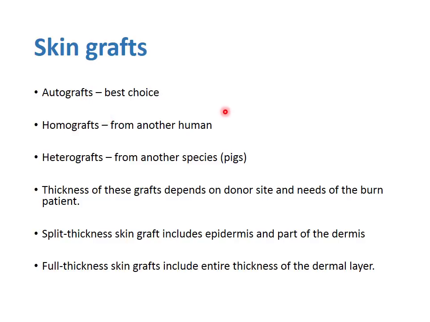Homografts come from another human. Not the best choice, but if you don't have a lot of skin left, you've got to take it from somewhere. Heterografts are when they use skin from another species, specifically pig skin. The thickness of these grafts depends on the donor. It also depends on the depth of the burn that you have. A split thickness skin graft includes the epidermis and part of the dermis, so they'll go down deeper. Full thickness skin grafts include the entire thickness, including the dermal layer.